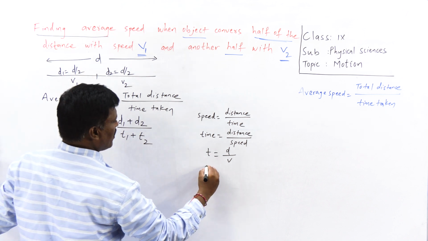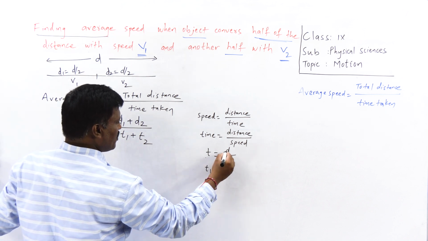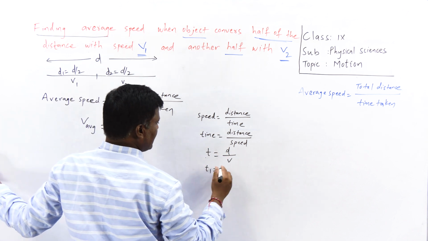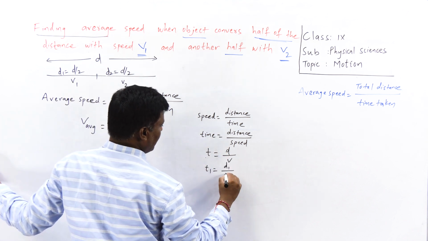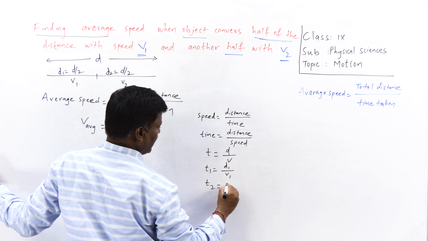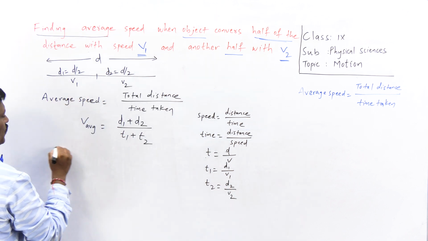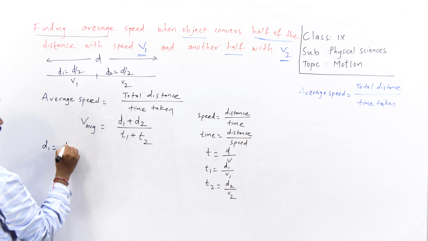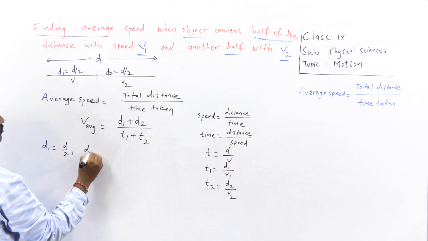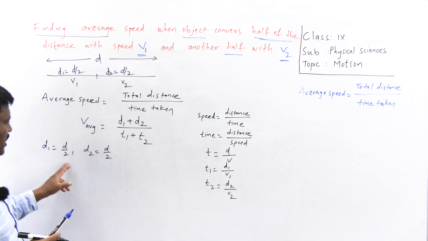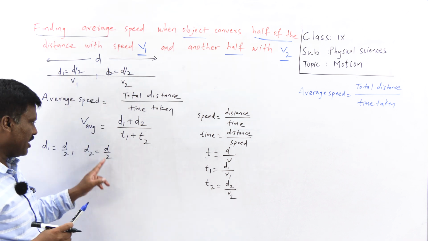Now T1 is equal to what, from this? If the time is equal to distance by velocity, distance by speed, then T1 is equal to D1 by V1. T2 is equal to D2 by V2. The D1 value is equal to D by 2, D2 value is also equal to D by 2. So what is the D1 value? D by 2, D2 value also D by 2.